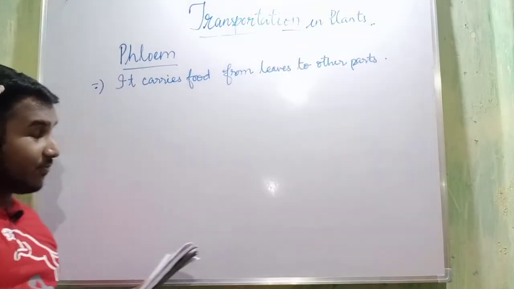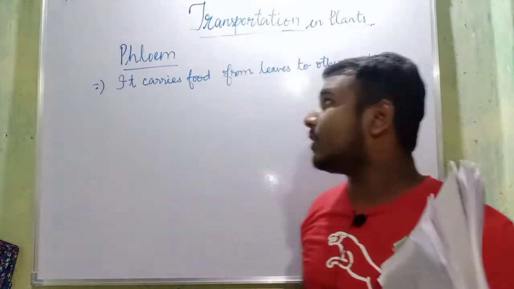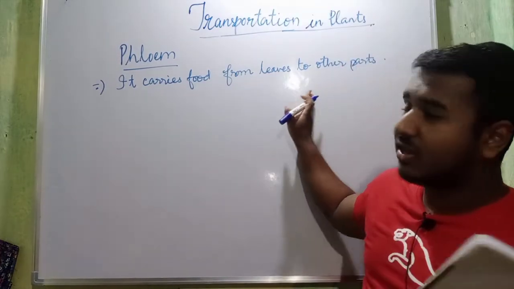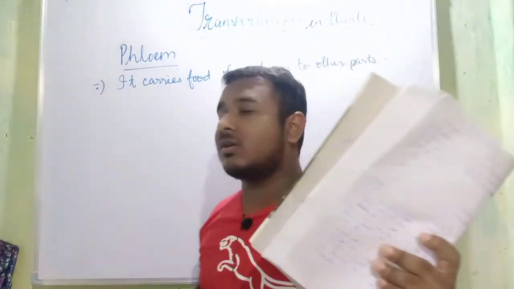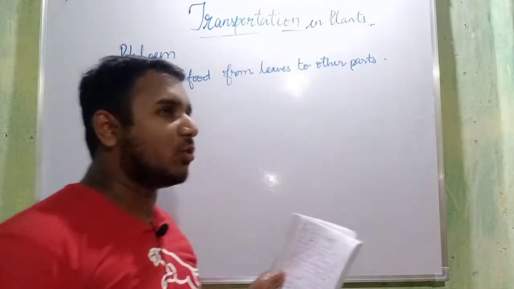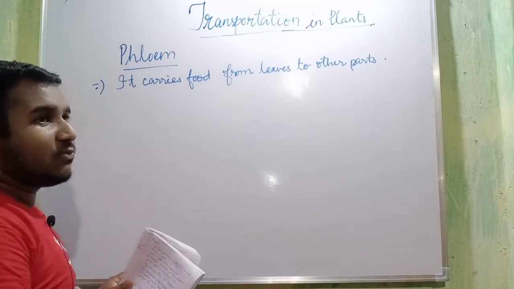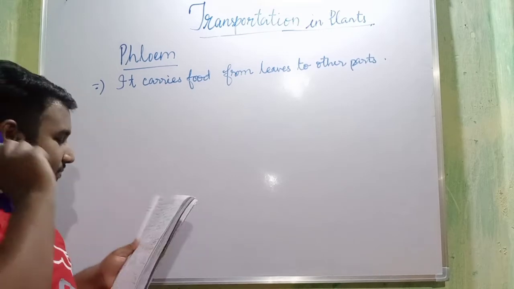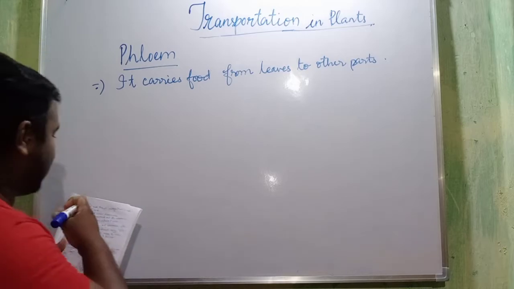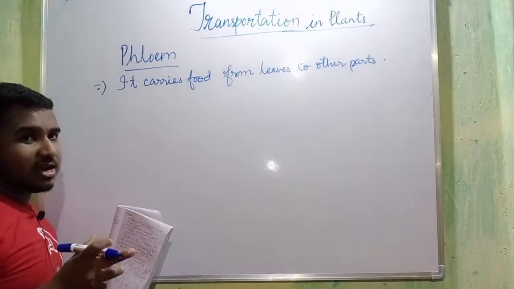Means the leaves, they are the kitchen of the plant. They are preparing the food, and the phloem is transferring food particles from the leaves to the shoot, to the fruit, to the seeds, to the roots, wherever everything is required. And it is storing most of the food in the fruits. So mainly it is made by photosynthesis, that we all know.